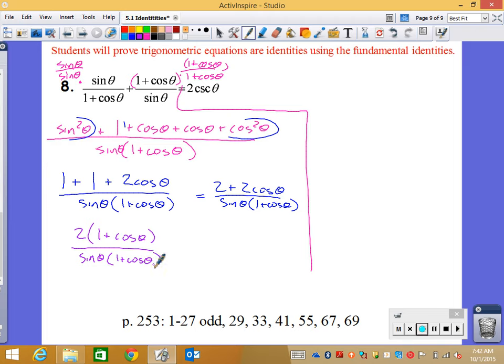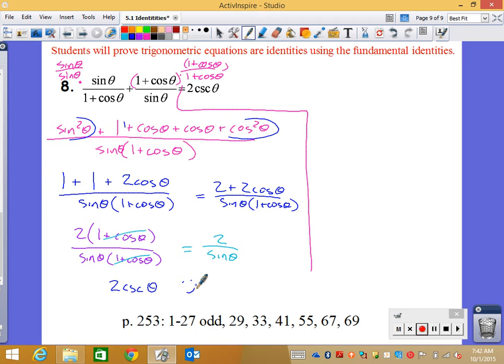Hey, look at that. Things are happening in a good way. Let's use teal here. My 1 plus cosines cancel. And I'm left with 2 over sine theta. Using my reciprocal identity, 1 over sine is very nicely cosecant. So I have a 2 cosecant theta, which is exactly what I wanted to end up with. So we had a little surprise problem at the end there.